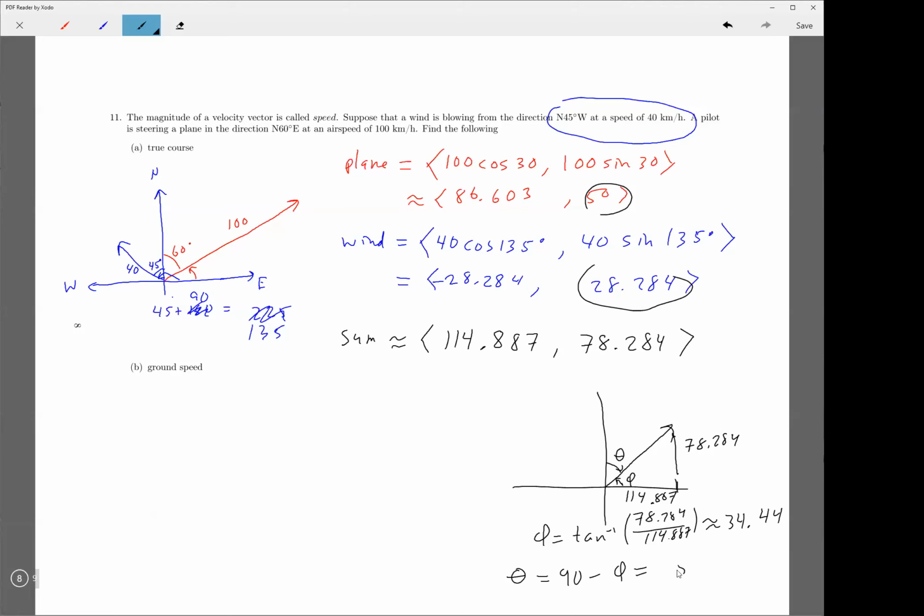Or 55.56. 55 point, wait a minute, one decimal place, so 55.6. Okay, and then the ground speed would be the magnitude of this.